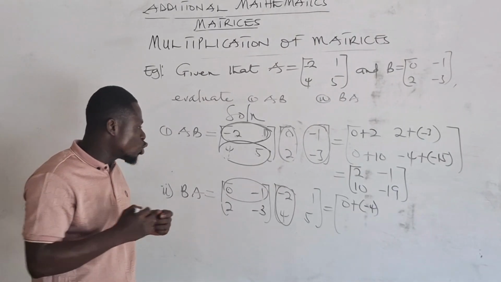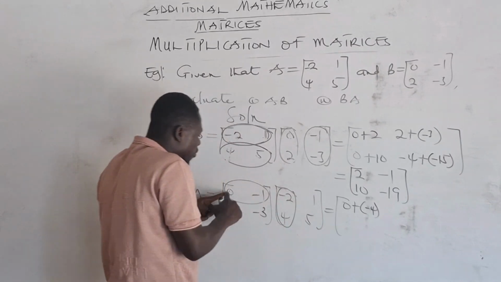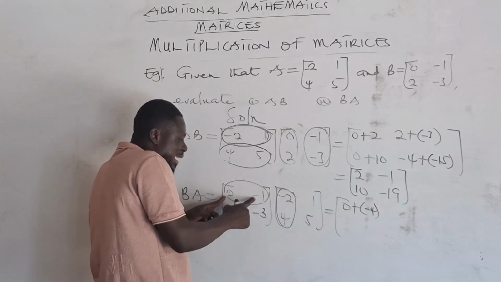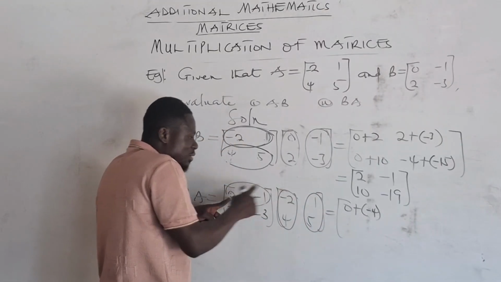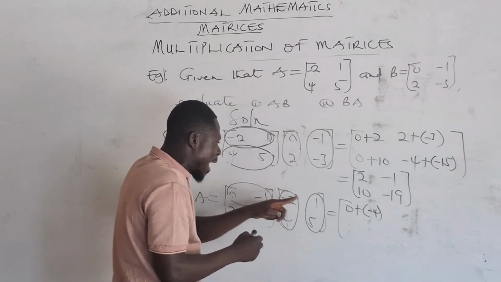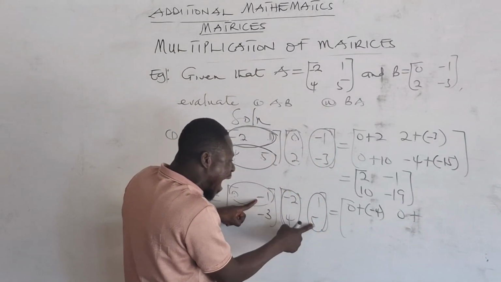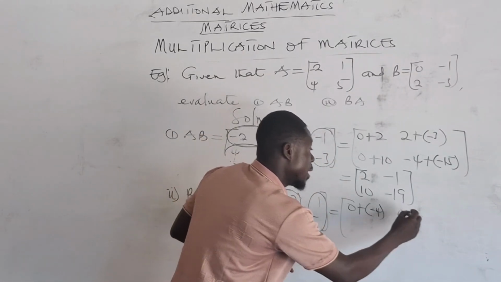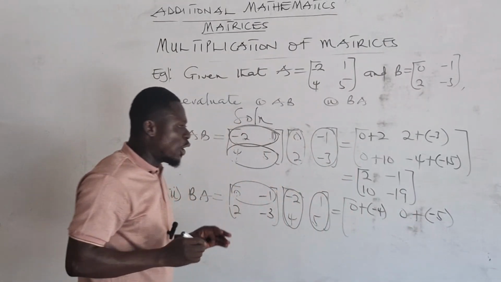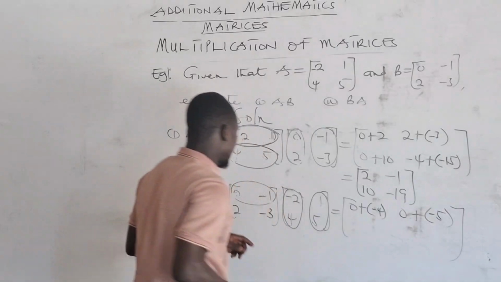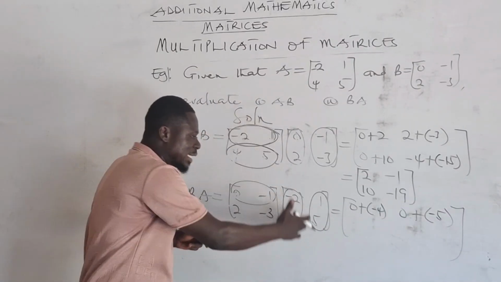So we are going for first row, second column. First, second. So this is our second column. First, second. So 0 by 1 will still be 0. And then -1 by 5 will be -5. So we are done with the top one. That is the first row by the first column and by the second column.